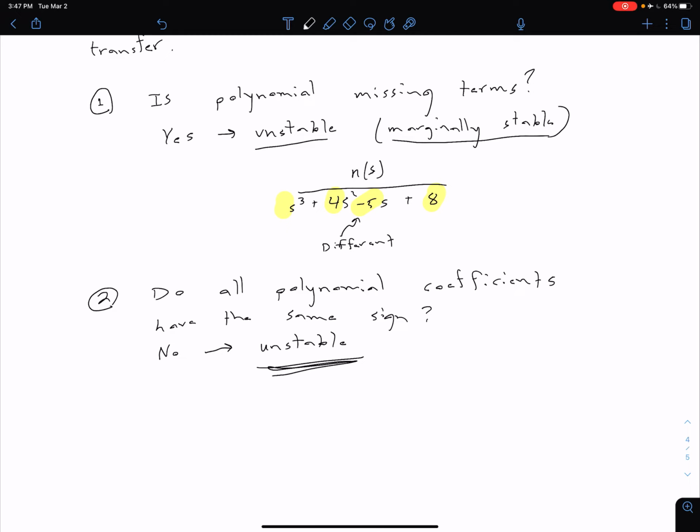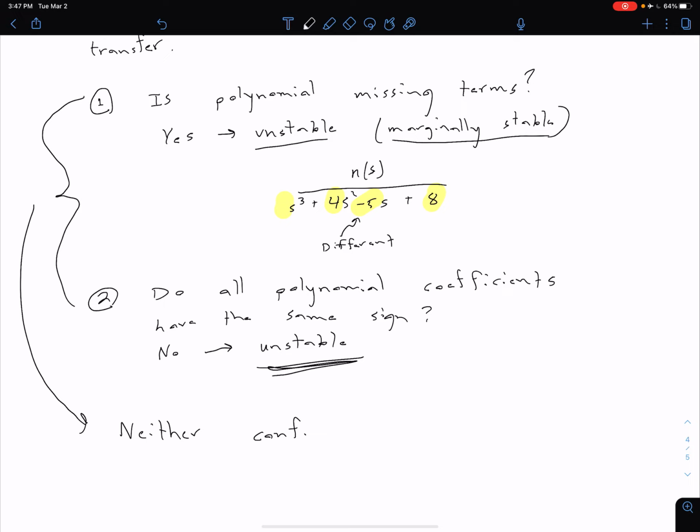However, one word of warning is that neither of these quick checks are telling us that our system is stable. So neither of these confirm system stability. They're just telling us if our system is unstable. They just notify us of an unstable system.